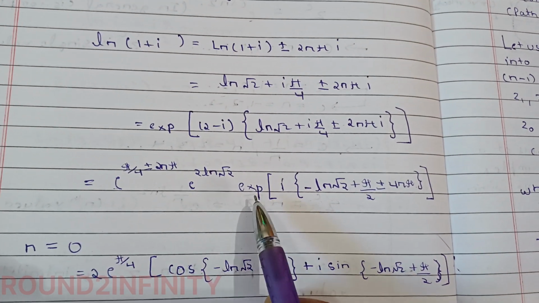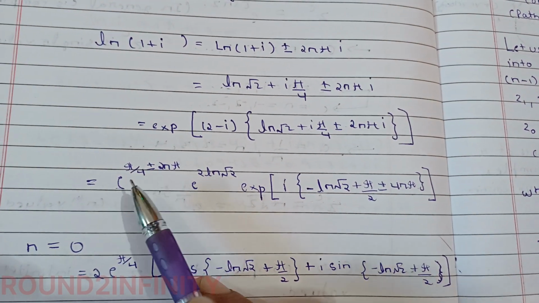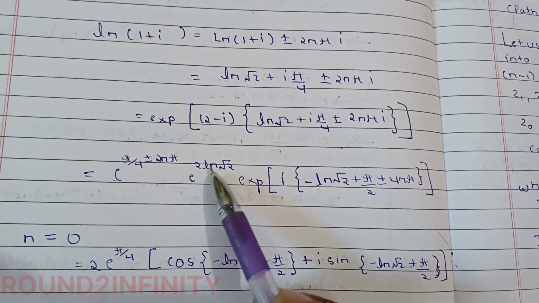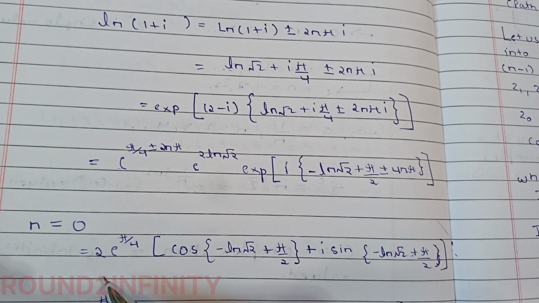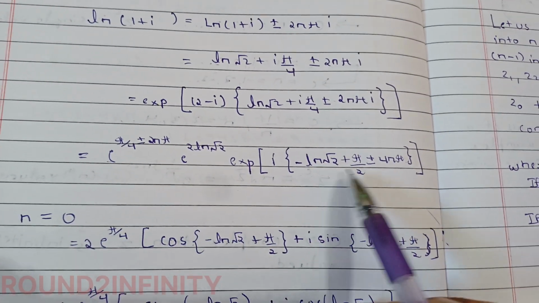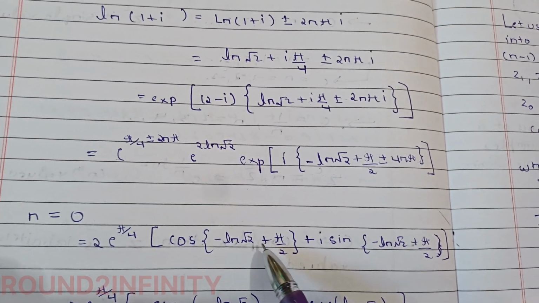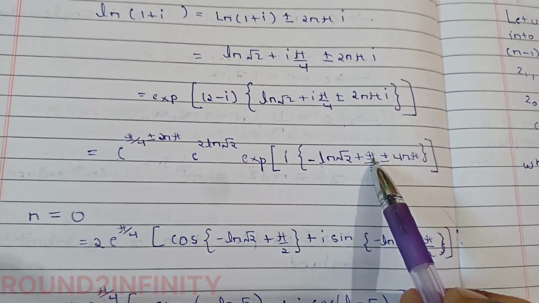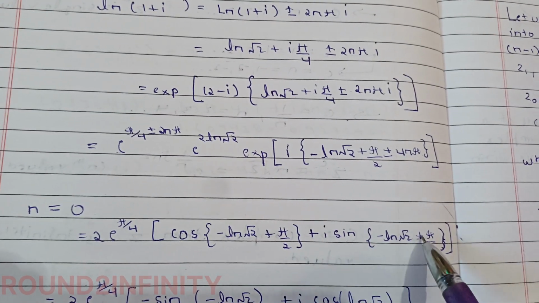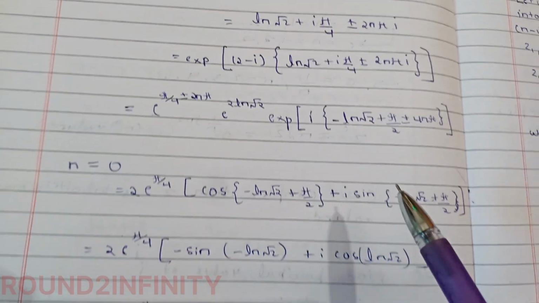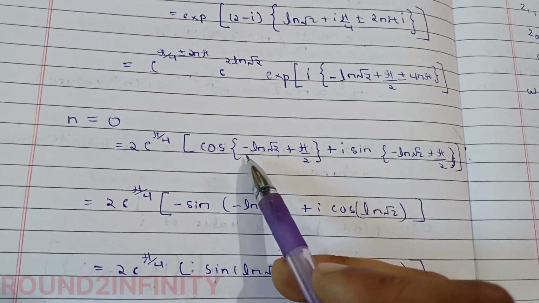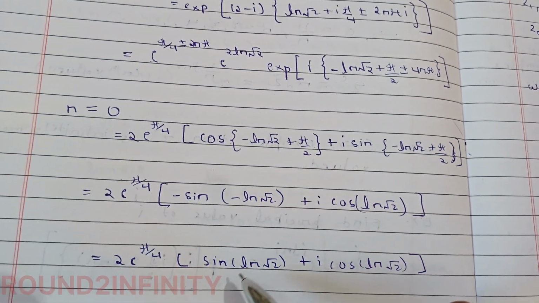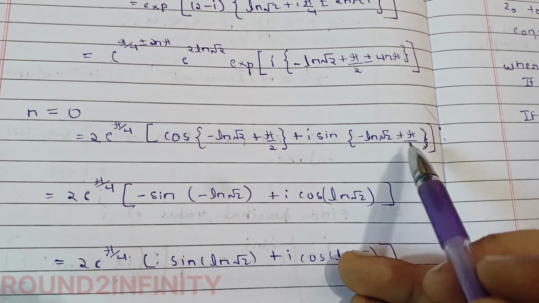Now for the principal value you need to put n equal to 0. For n equal to 0 it will be exponential of pi by 4, and this will go inside, so it will give you e to the log 2, so it will be 2 again. So 2 exponential pi by 4. Here for n equal to 0 you will get minus log 2 root 2 plus, now this is exponential i theta, so it can be written as cos theta plus i sin theta. So this will be your answer. Now this is nothing but cos(90 minus theta), so it will give you sin theta, this will again be sin theta, and this is nothing but sin(90 minus theta).